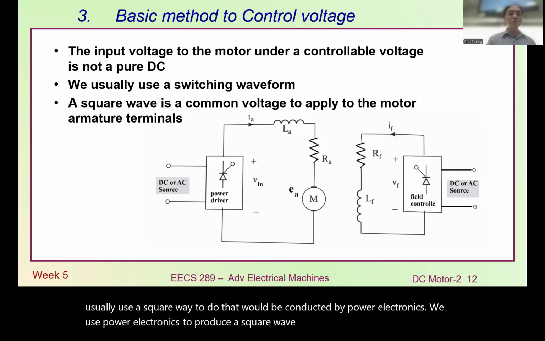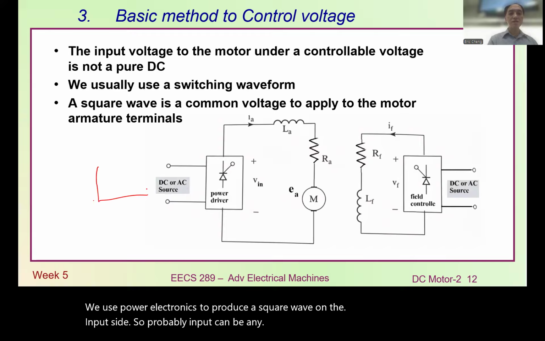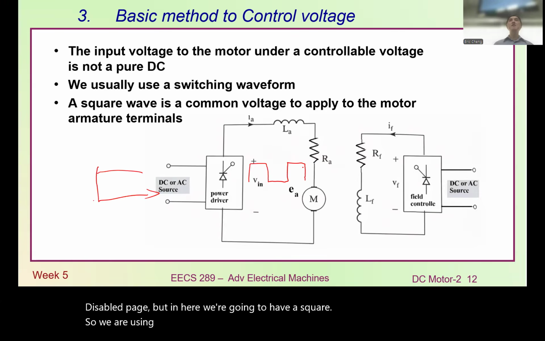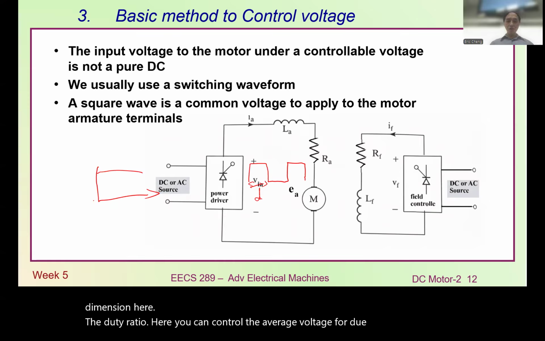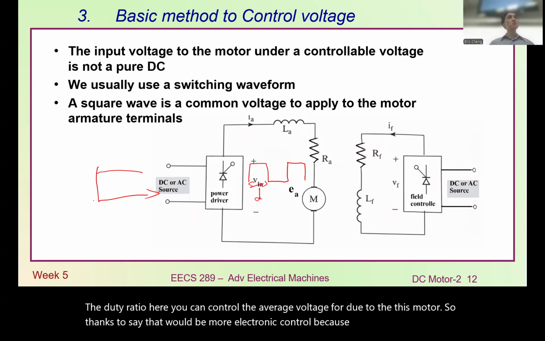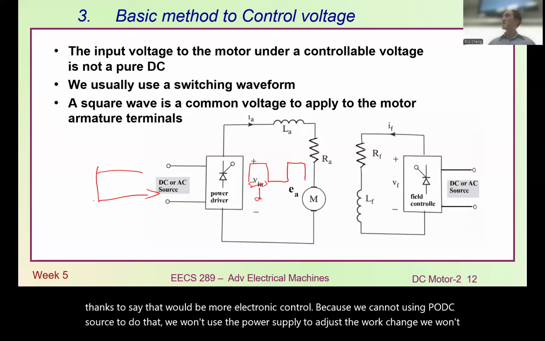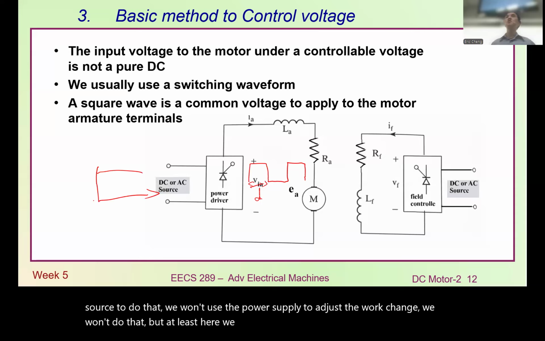So probably input can be any DC voltage here, but in here we're going to have a square wave. So we are using this kind of square wave. That means we can regulate the duty ratio here. With the duty ratio, we can control the average voltage produced to the DC motor. That's to say that would be more electronic control because we cannot use a pure DC source to do that. We won't use a power supply to adjust the voltage. We won't do that. But at least here we can use some electronic control to control the duty ratio, apply the voltage to the motor.